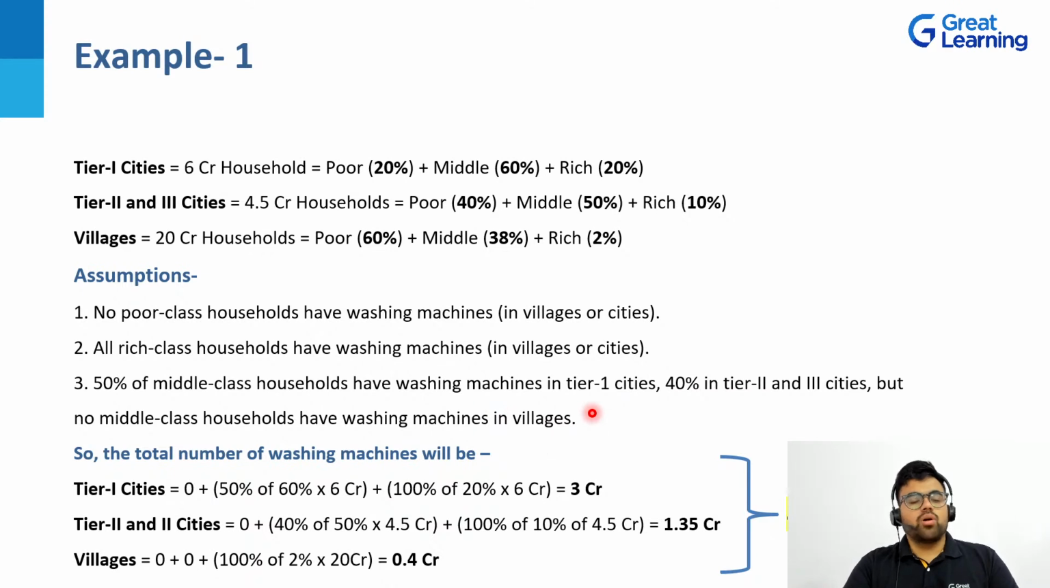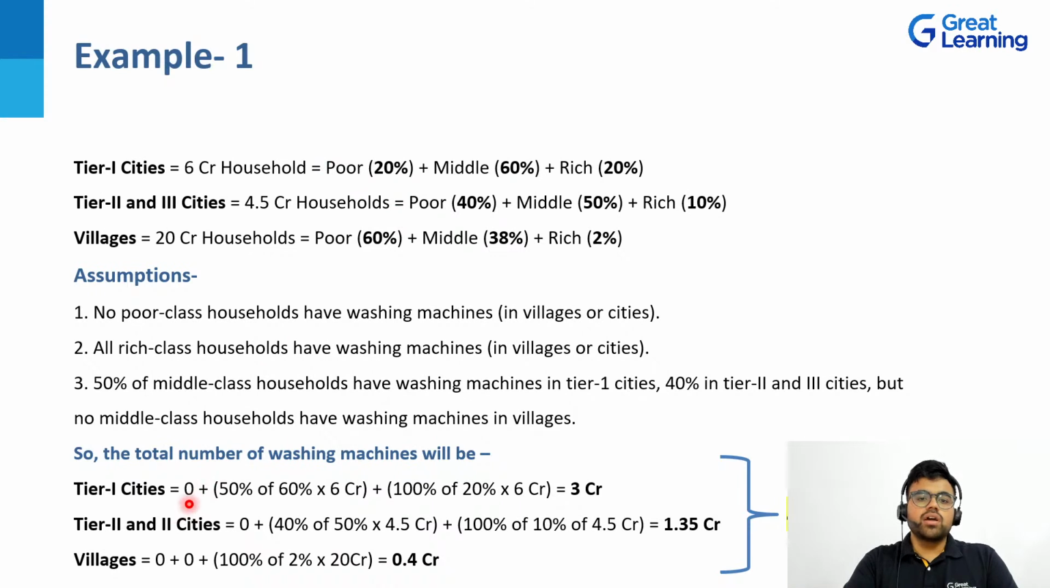Okay, so all the assumptions that we have to take are complete. Now we'll calculate the number at the end. So, tier 1 cities, the poor households. We'll consider this as the solving pattern. The numbers we'll put in these three steps. In tier 1 cities, 0% of the households who are poor would have washing machines.